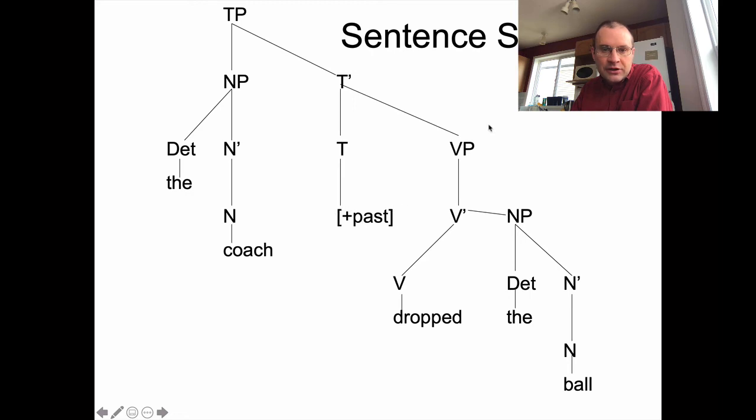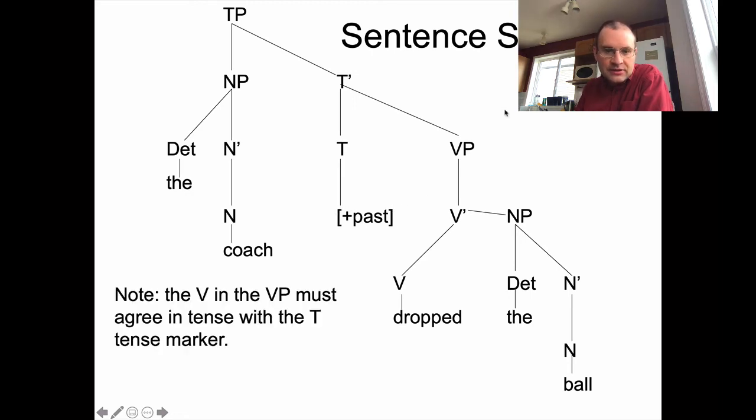So what's crucial here is that these two things have to agree with each other. If I have a plus past tense in this slot, this verb has to be in the past tense. So we see this with this inflectional affix -ed. It's dropped, something that happened in the past, right?